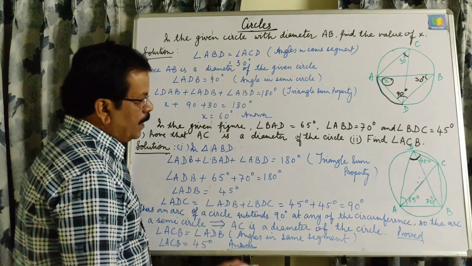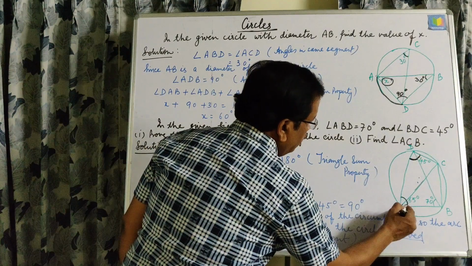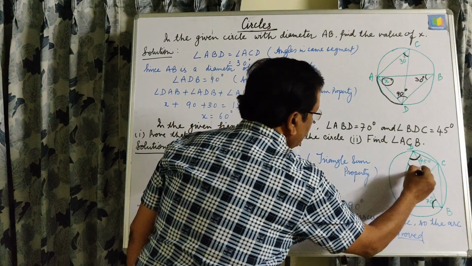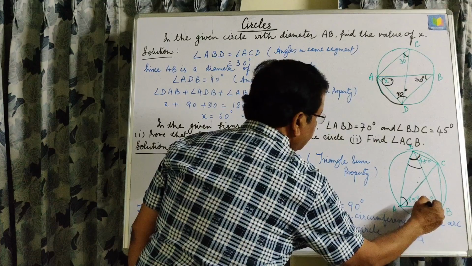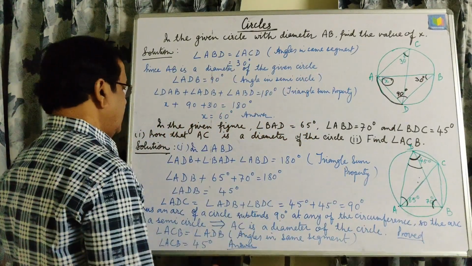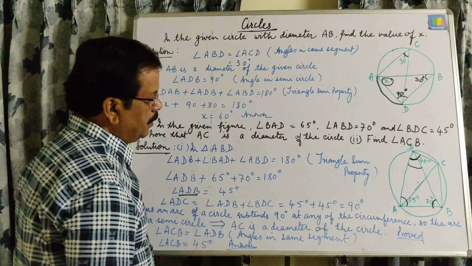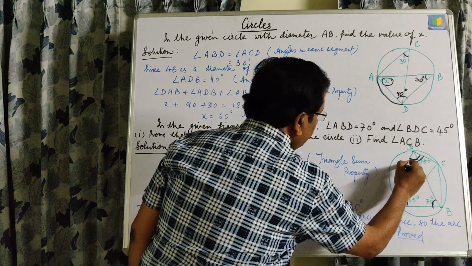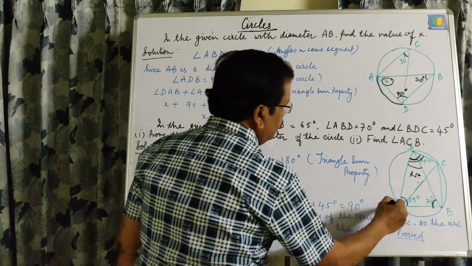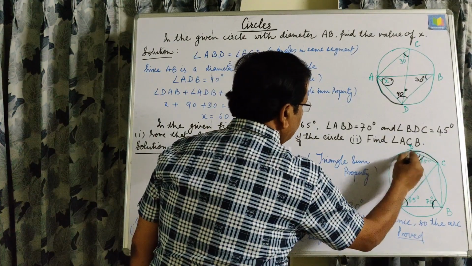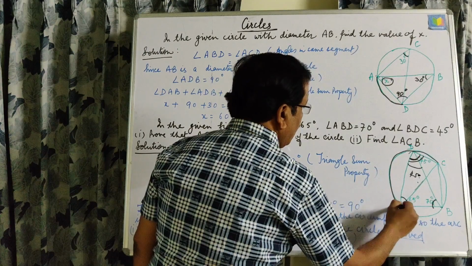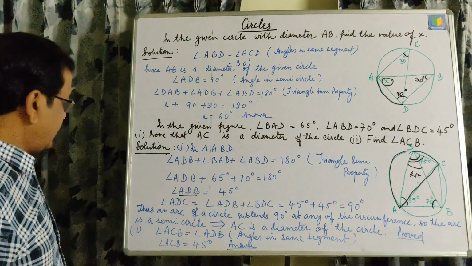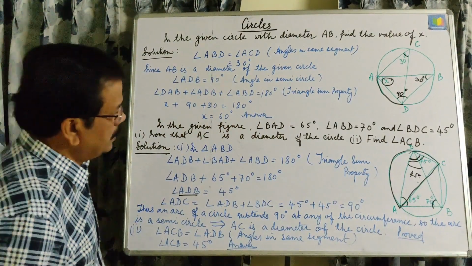Now you can see, once this is 65 degrees, this is 70 degrees, from triangle DAB, by the triangle sum property, this plus 65 plus 70 degrees is equal to 180 degrees, and then angle ADB comes out 45 degrees. Then the total angle will be 90 degrees, and this means if the total angle is 90 degrees in this arc, then this is the semicircle and this will be the diameter. This is what we have to prove. And second part also, angle ACB.